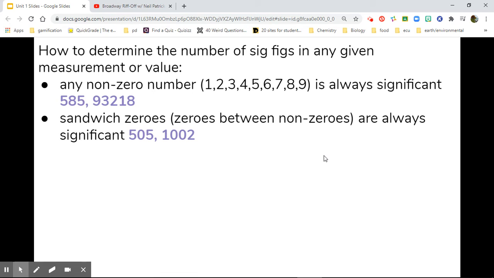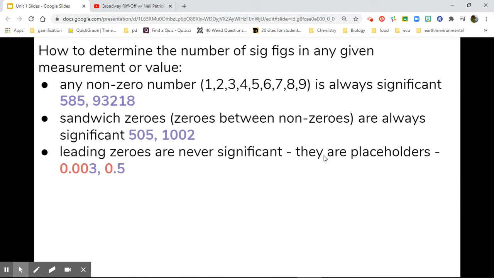Secondly, what we call sandwich zeros, which is a zero that is between two non-zero numbers, are always significant. So you see in the examples here 505 and 1002, those zeros are important, right? Without them, our number would be completely different. You take that zero out of the 505 and you have 55. And think about it this way: would you rather have $505 or $55? I know all of you are picking the 505, right? So those sandwich zeros are important.